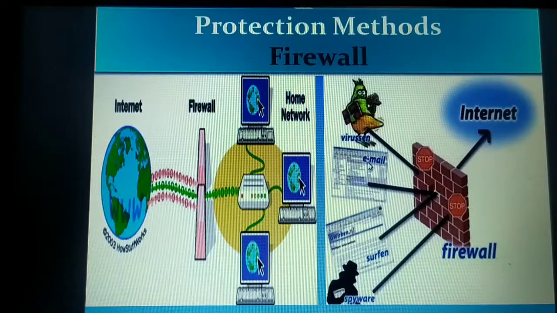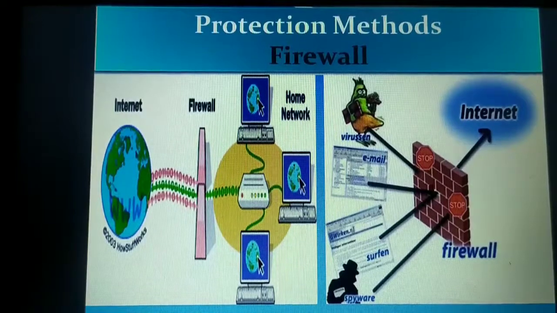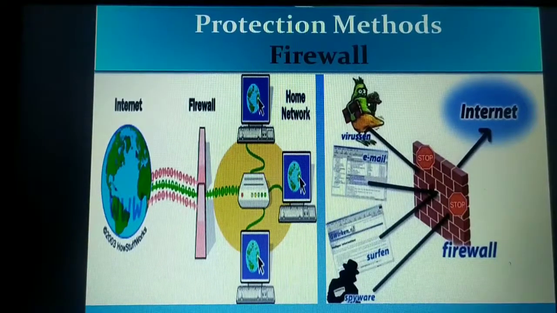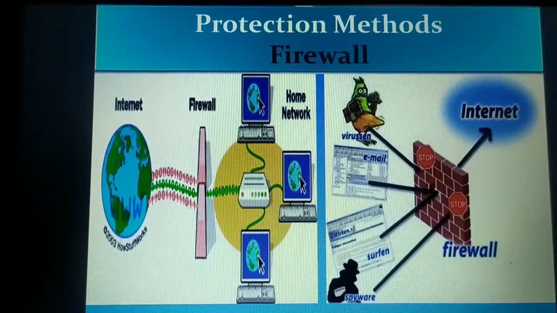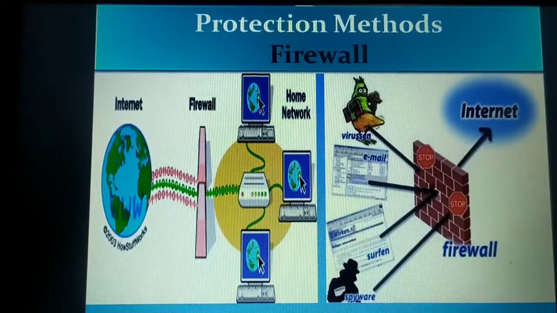So let us move on to the types of firewalls. In case of types of firewalls, we have four different types. The first is the packet filter, then we have the application gateway, then the circuit level gateway, and the last is the proxy server. So these are the four different types of firewalls which we have to discuss. The first one is the packet filter.